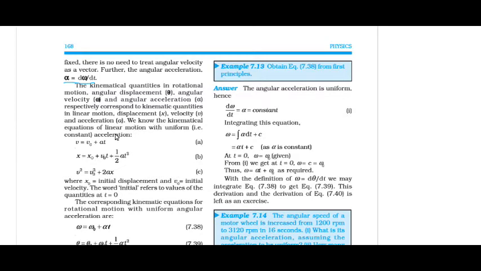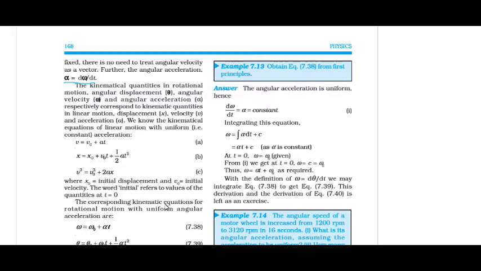We know the kinematical equations of linear motion with uniform, that is constant, acceleration: v is equal to v naught plus at, x is equal to x naught plus v naught t plus half at square, and v square is equal to v naught square plus 2as, where x naught is initial displacement, v naught is initial velocity, and the word initial refers to the values of the quantity at t is equal to 0.